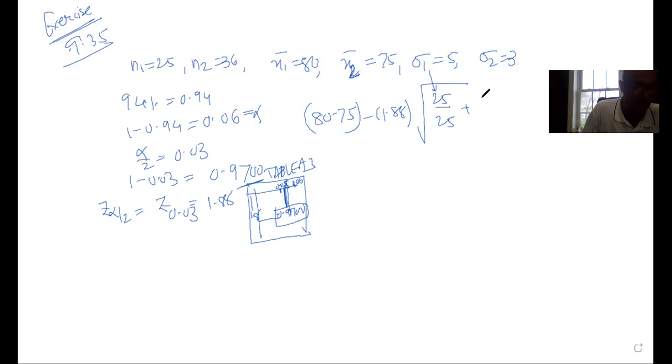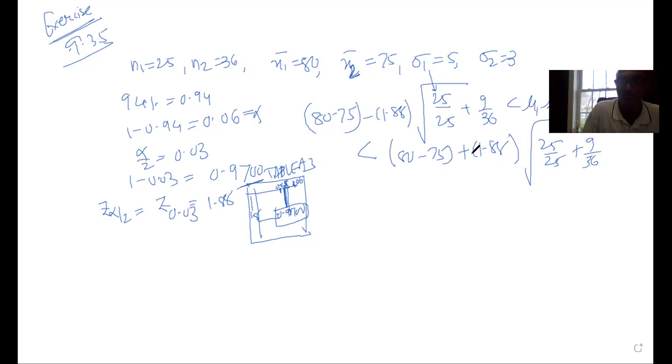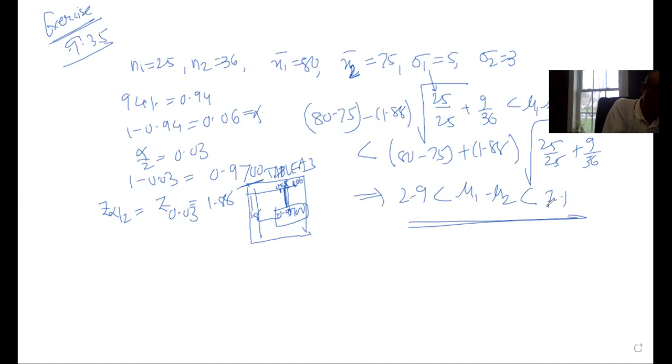Good. So it's simply 1 plus 9 divided by 36, that is less than nu1 minus nu2, and that is less than 80 minus 75 plus 1.88, and square root of 25 divided by 25 plus 9 divided by 36. Same thing, only differs by plus and minus sign. So this implies that 2.9 is less than nu1 minus nu2, and that is less than 7.1. So this is your 95% confidence interval. You can see over here.